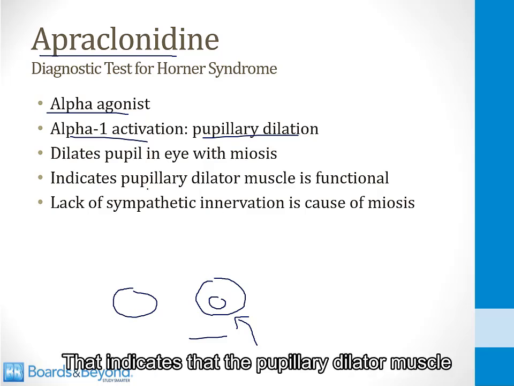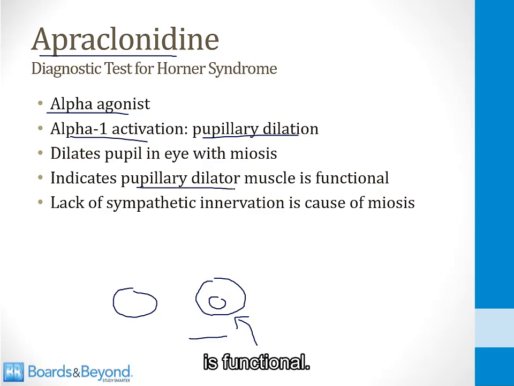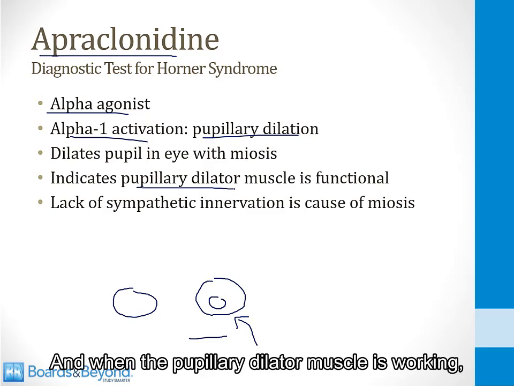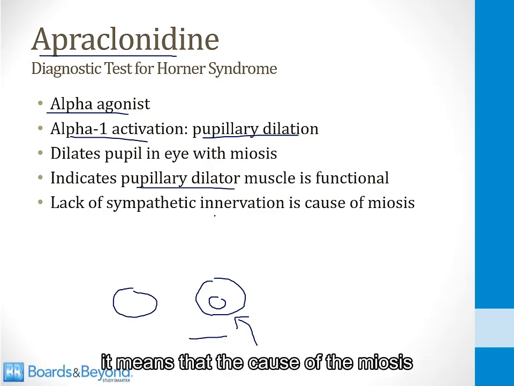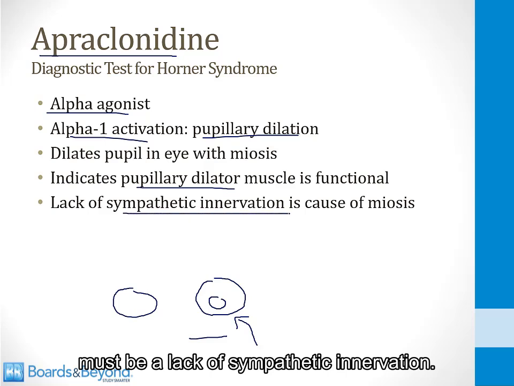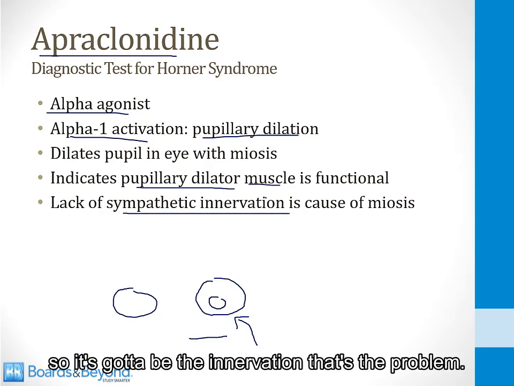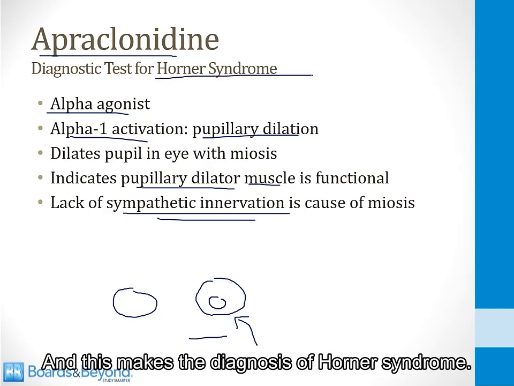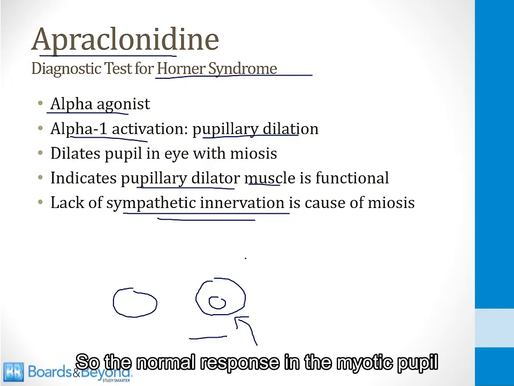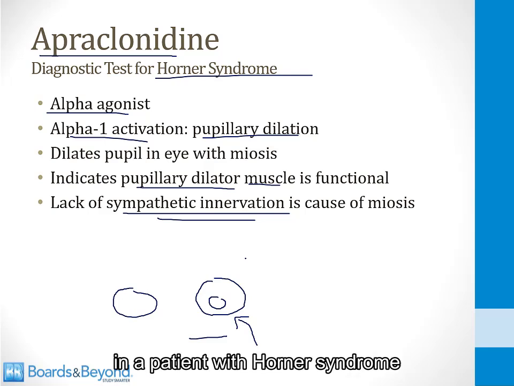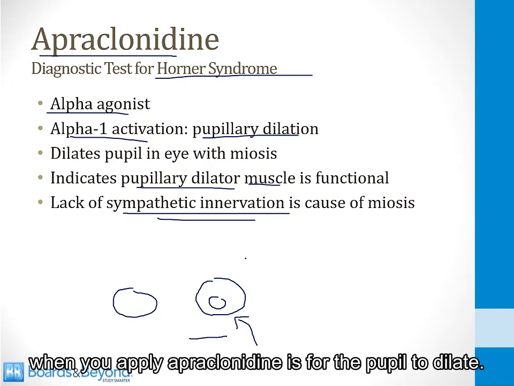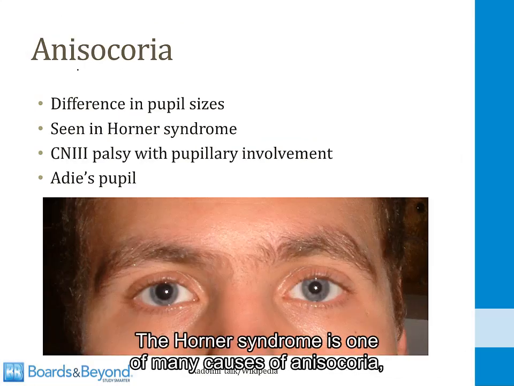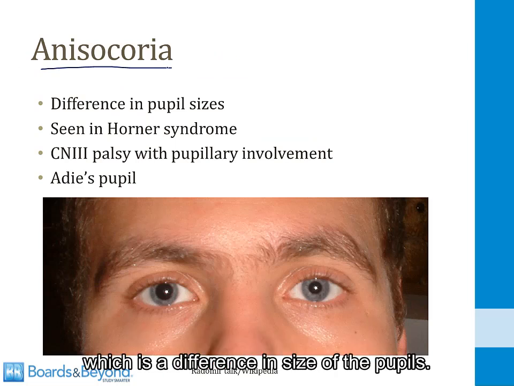That indicates that the pupillary dilator muscle is functional. And when the pupillary dilator muscle is working, it means that the cause of the miosis must be a lack of sympathetic innervation. The muscle is normal, so it's got to be the innervation that's the problem. And this makes the diagnosis of Horner syndrome. So the normal response in the miotic pupil in a patient with Horner syndrome when you apply apraclonidine is for the pupil to dilate.